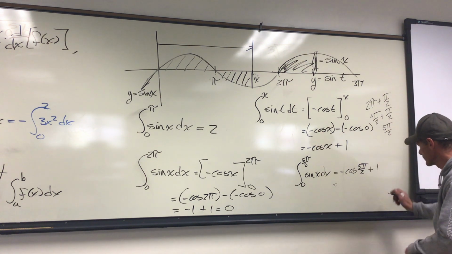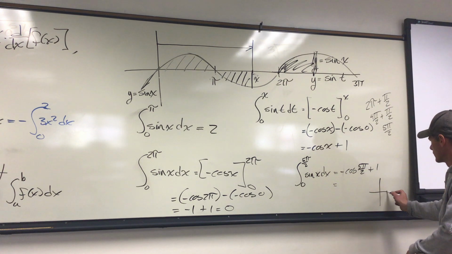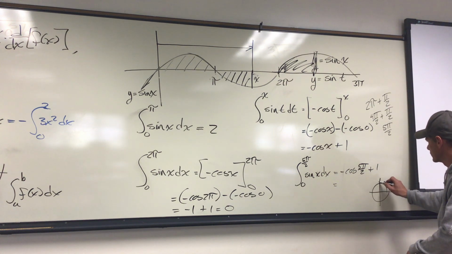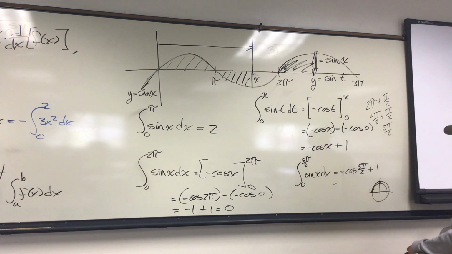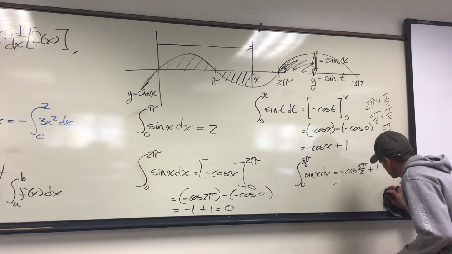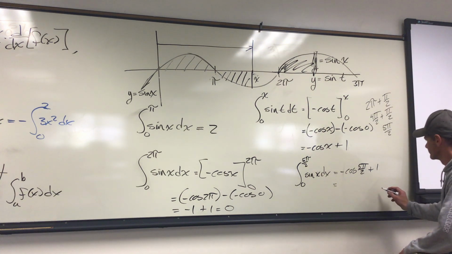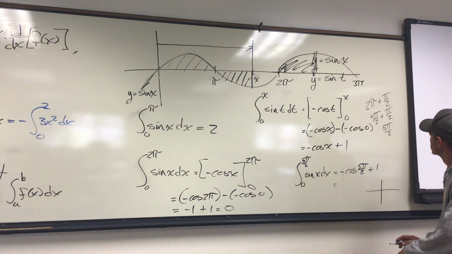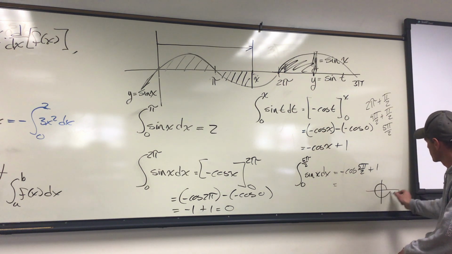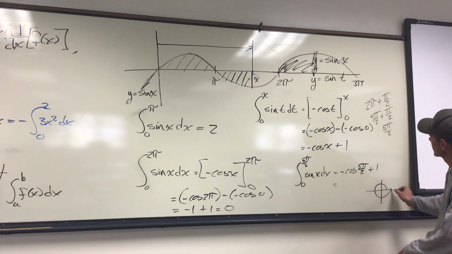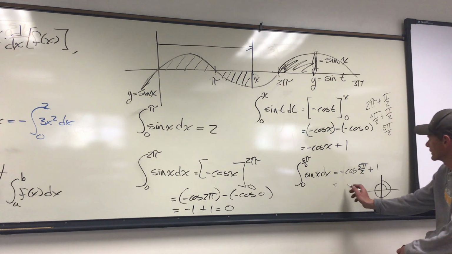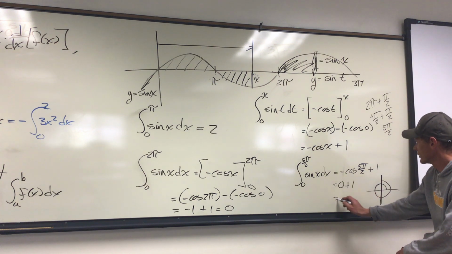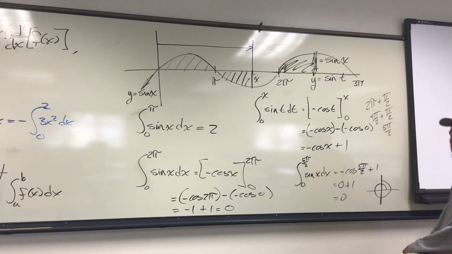Cosine of 5 pi over 2, where does 5 pi over 2 live? Right there? Nope, right there. Well, 2 pi plus a half a pi. Right there, the cosine is 0, so we get 0 plus 1, or 1. Okay? So that's the accumulation function.